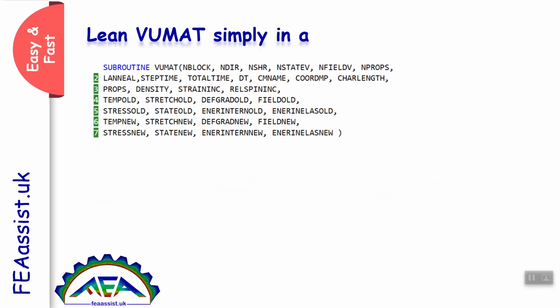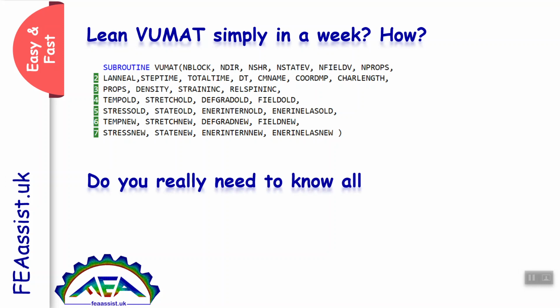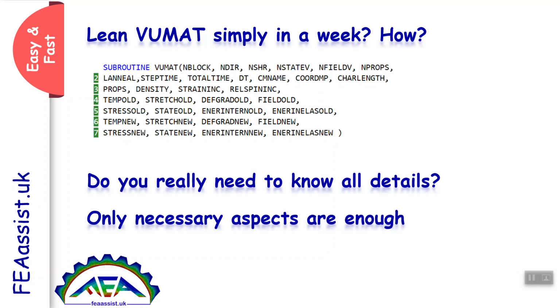We say you can learn UMAT easily and fast, but is it really possible to learn UMAT simply in a week? If yes, how? UMAT has many details, variables, and interactions, but do you really need to know all details to solve your problem? Of course not. Only necessary aspects are enough. If you want to learn all aspects and interactions and equations and functions of the UMAT, maybe you will need more than 5 years, and you don't have this time. So you can save your energy and your time by understanding only the necessary aspects to solve your problem.